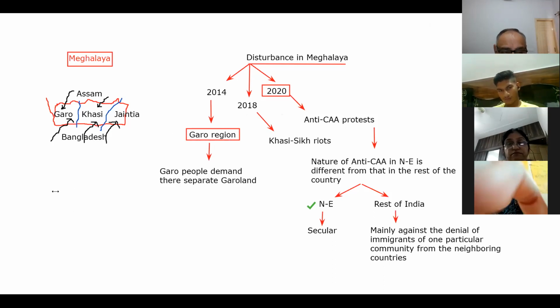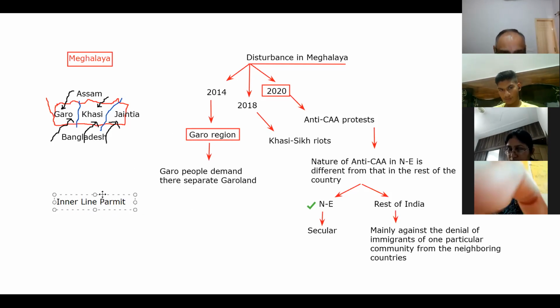और मेघालय के लोग बेटा क्या मांगते हैं? वो कहते हैं कि इनर लाइन परमिट should be introduced in the state of Meghalaya also. Inner line permit, right, which prevents the outsiders from entering into the state without permission, right?